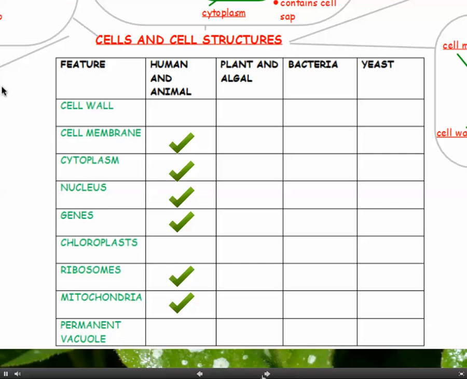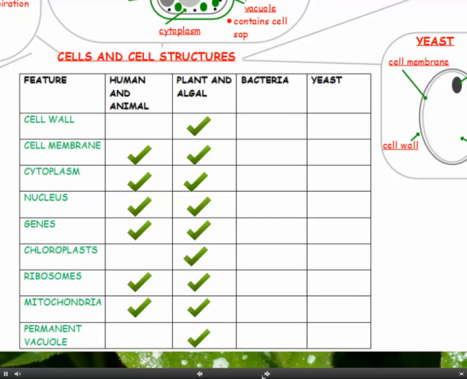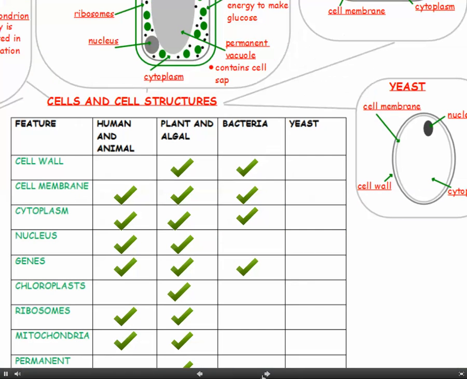Plant and algal cells have all those things, but they also have the cell wall, the chloroplasts, and the permanent vacuole. Bacterial cells have the cell wall and membrane, cytoplasm and genes only, and remember the genes are not in a nucleus. And yeast cells have the cell wall and membrane, they have cytoplasm, and they have genes which are within a nucleus.